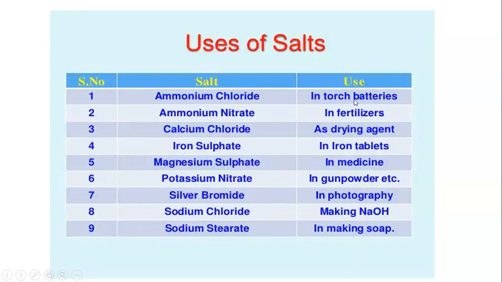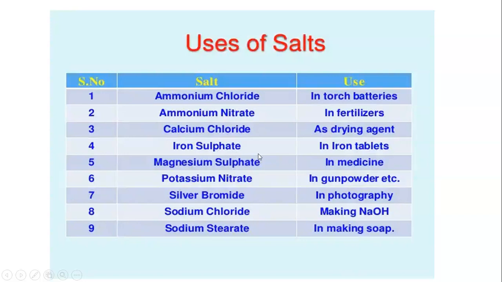First is ammonium chloride. It is used in batteries, torch batteries. Okay. Next, you might be thinking how salt is used. Salt, in a sense, is like a chemical. That chemical is used in the batteries of torches. Next, ammonium nitrate. It is used in fertilizers. Next, calcium chloride, it is used as a drying agent. So for a drying agent, this chemical, calcium chloride, is used.